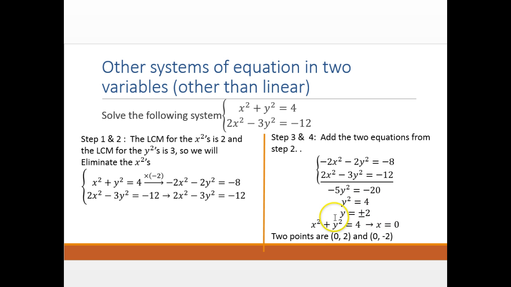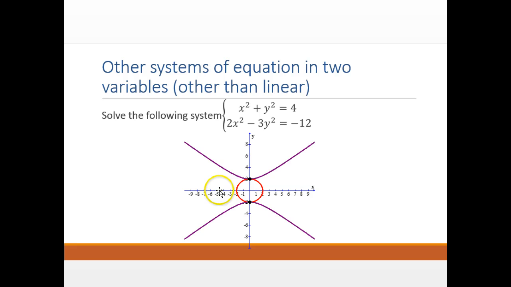If you plug back in here to x squared plus y squared equals 4, you're going to get x is 0. So we have simply 2 points, (0, 2) and (0, negative 2). If we were to graph these, which is not something we're going to worry about too much in this course with conics, here's the circle, here are the hyperbolas, and this is where they intersect at (0, negative 2) and (0, 2).